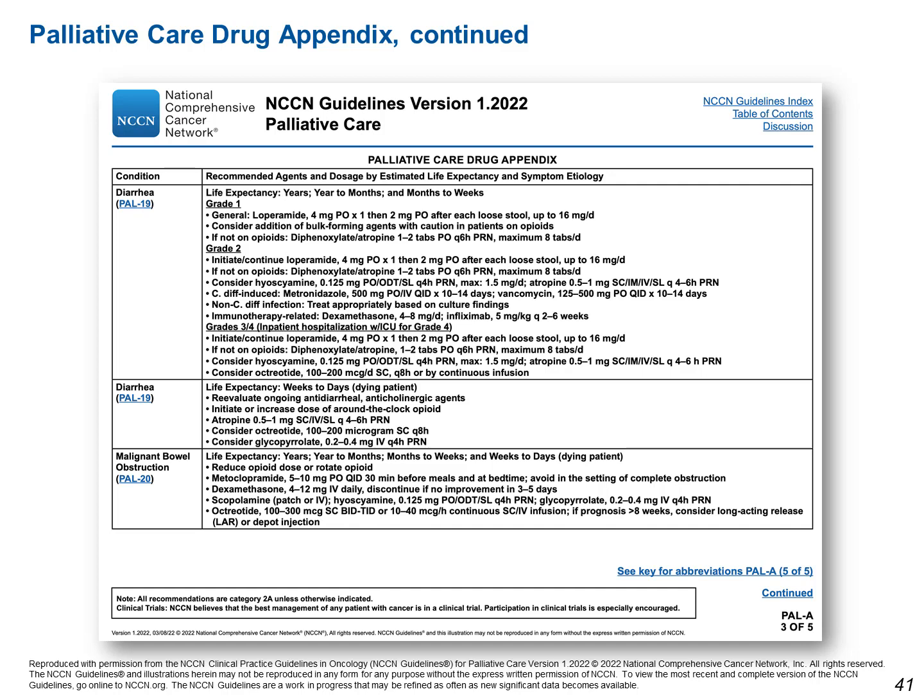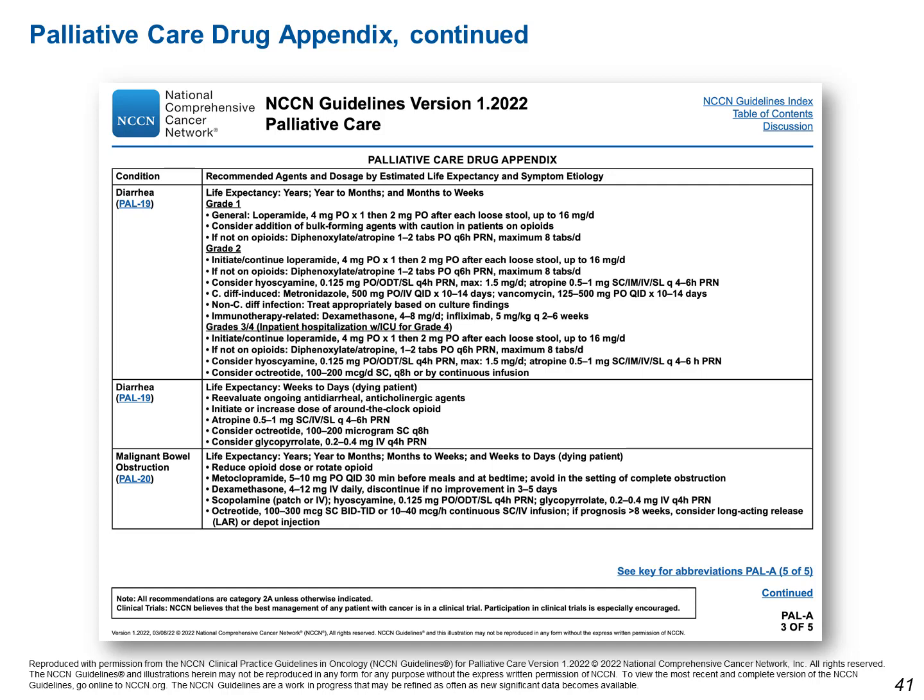Not on opioids, consider diphenoxylate atropine, 1 to 2 tablets, PO Q6 hours, maximum 8 tablets per day. For grade 2, initiate or continue the loperamide, 2 milligram after each loose stool, up to 16 milligrams per day, 4 milligram with the first episode of diarrhea. Consider hyoscyamine 0.125 PO or sublingual Q4 PRN. Atropine may be helpful as well.